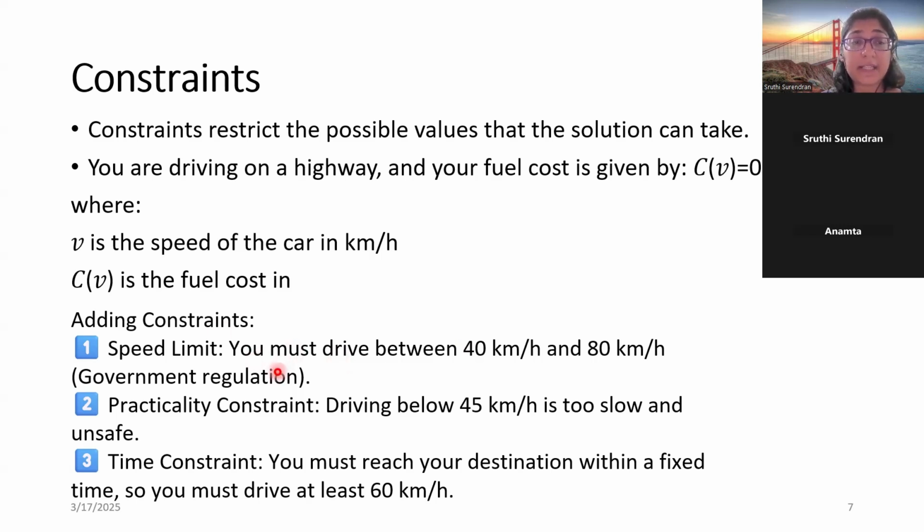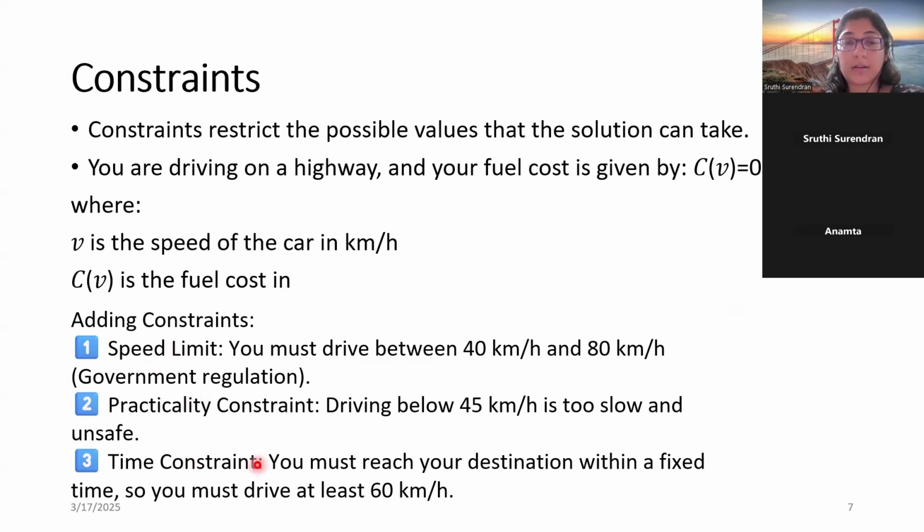So here we have an initial constraint where the government regulation says you have to drive between 40 and 80. But there is another constraint where if you drive below 45 kilometers per hour, it is too slow and not a safe speed to travel. And there is another constraint where if you drive very slowly, you won't be able to reach the place on time. So you have to take care of all these things.